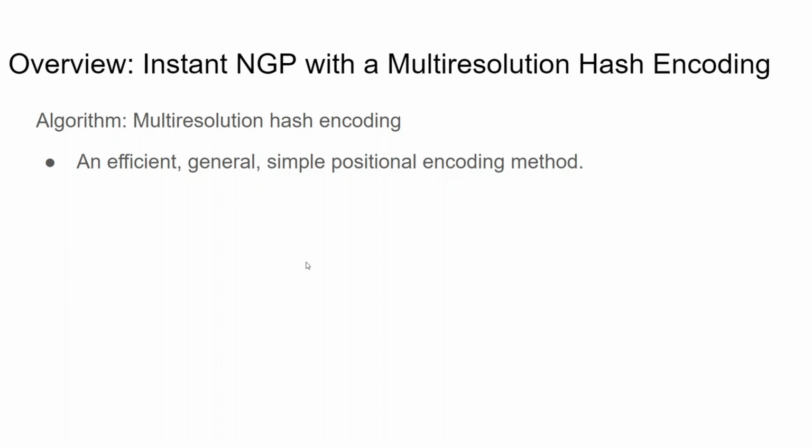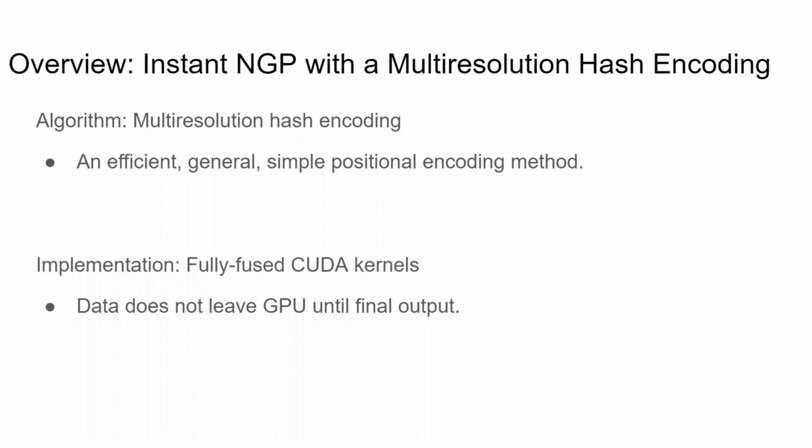So this paper mainly consists of two parts. On the algorithm side, it proposes multi-resolution hash encoding, which is an efficient, general, and simple input encoding method. On the implementation side, the authors implemented fully fused CUDA kernels for several tasks, which speed up training and inference time quite a bit.